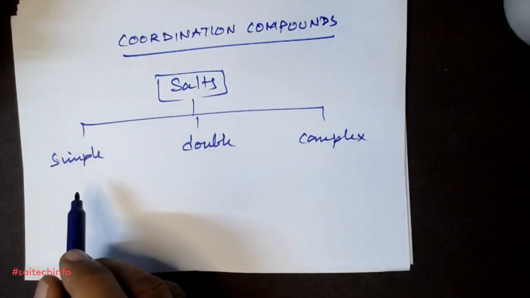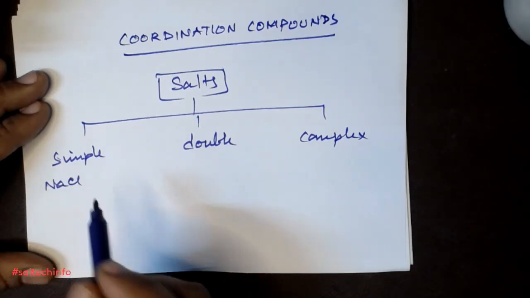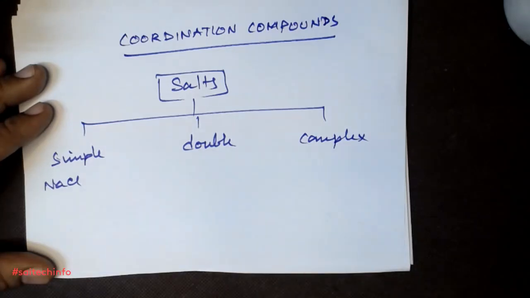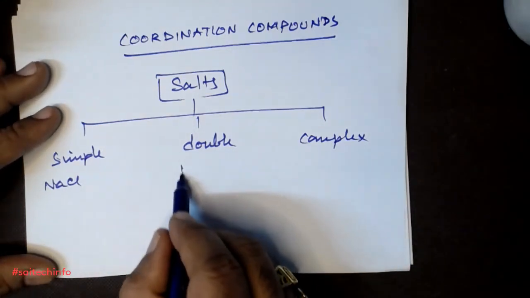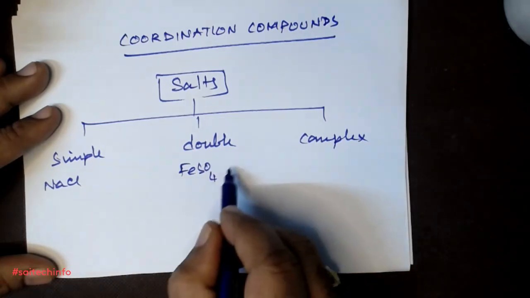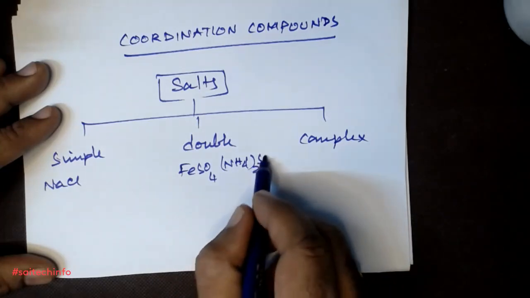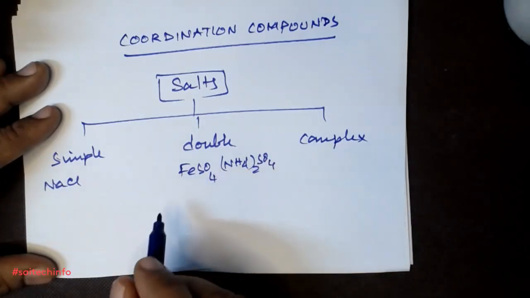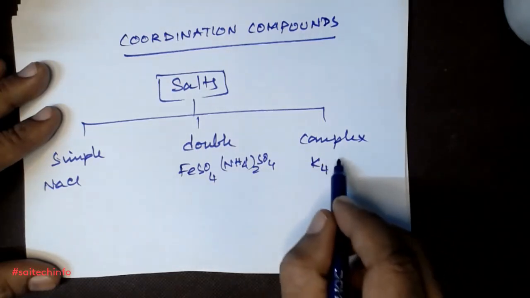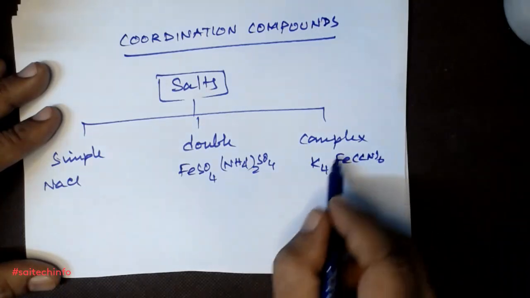The simple salts are like NaCl, sodium chloride, sodium sulfate, etc. Double salts are like Mohr's salt, that is ferrous ammonium sulfate, FeSO4, (NH4)2SO4. This is called a double salt. And a complex salt, for example, is potassium ferrocyanide, K4[Fe(CN)6].